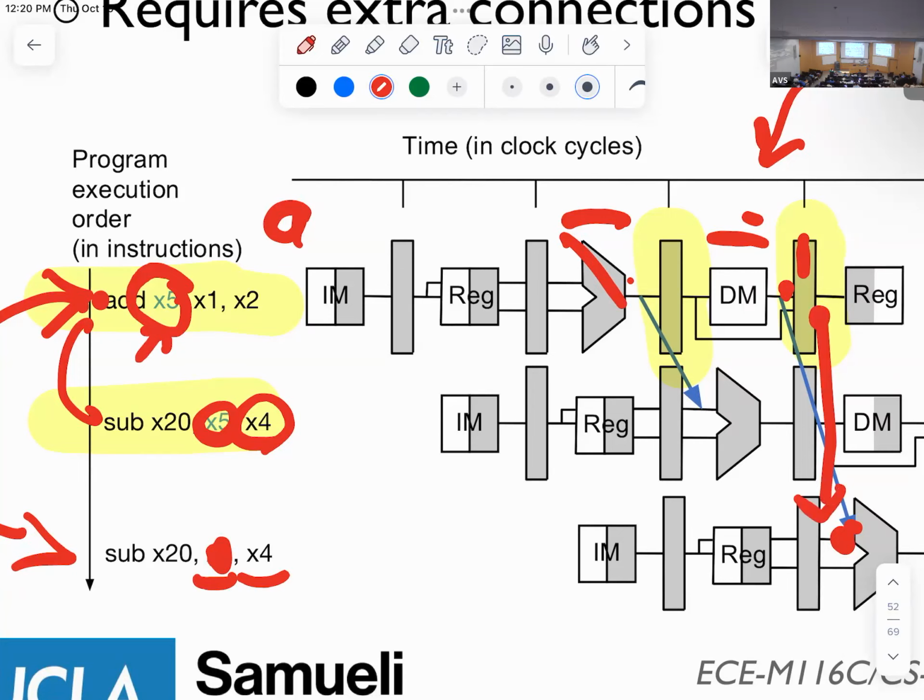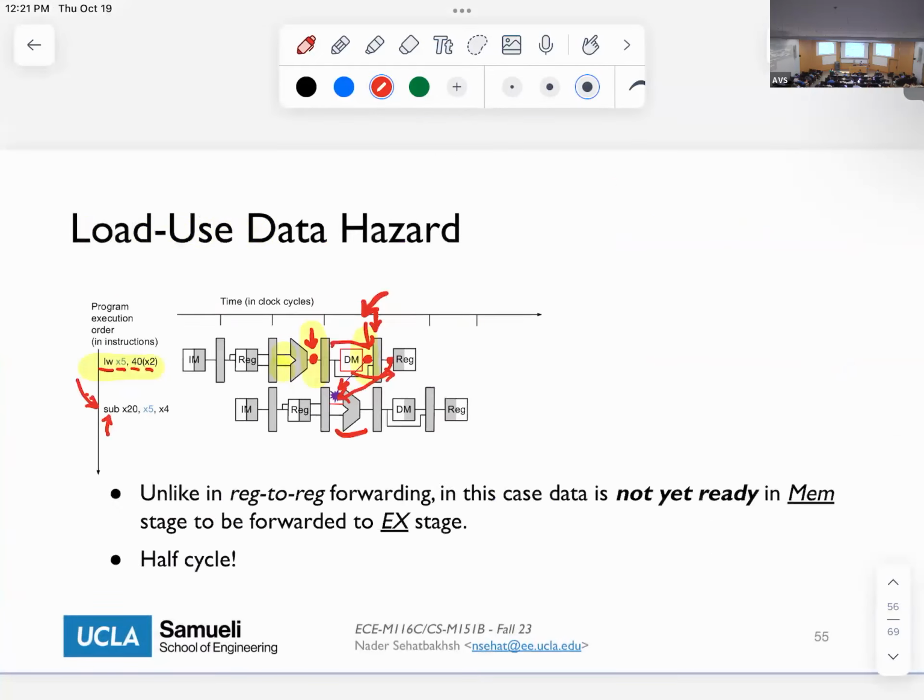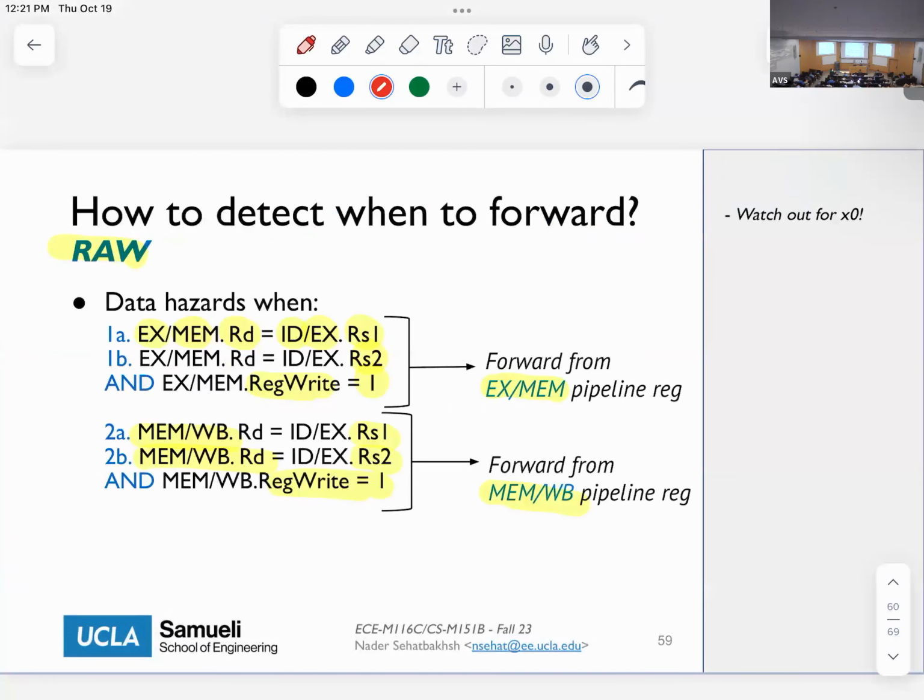So either there is a dependency between the add instruction and the next sub, or there is a dependency between the add instruction and the second instruction. Either of these two, right? The reason that I'm checking whether reg write is equal to 1 or not is that I only want to forward if this is either an I-type or R-type instruction. Otherwise, there's no point in forwarding because RD in that particular instruction is not even used, so there's no need to forward. So these are the reasons that we are checking either of these two.